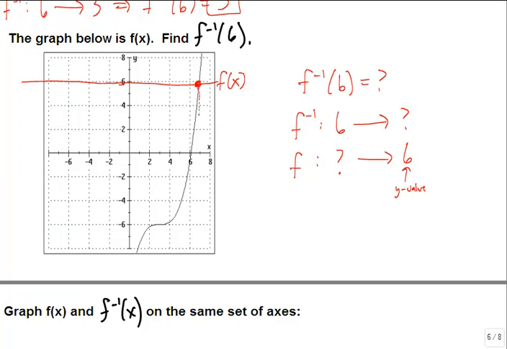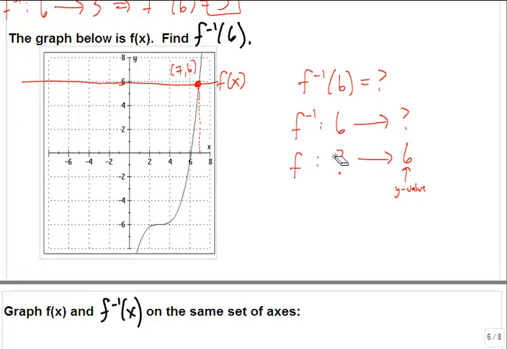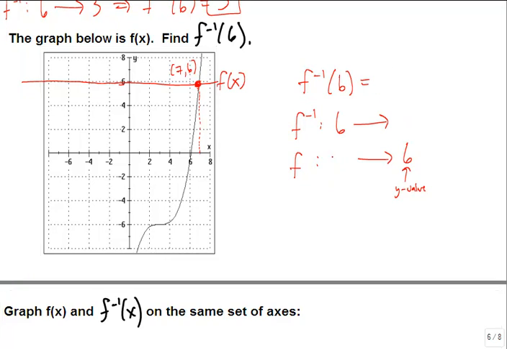Well, if we drop this down here, it looks like it's at (7, 6), which means that the function f takes 7 and sends it to 6, which means f inverse takes 6 and sends it to 7, which means f inverse of 6 must equal 7. So again, it's just that inverse relationship, but understanding also how that function notation fits in.